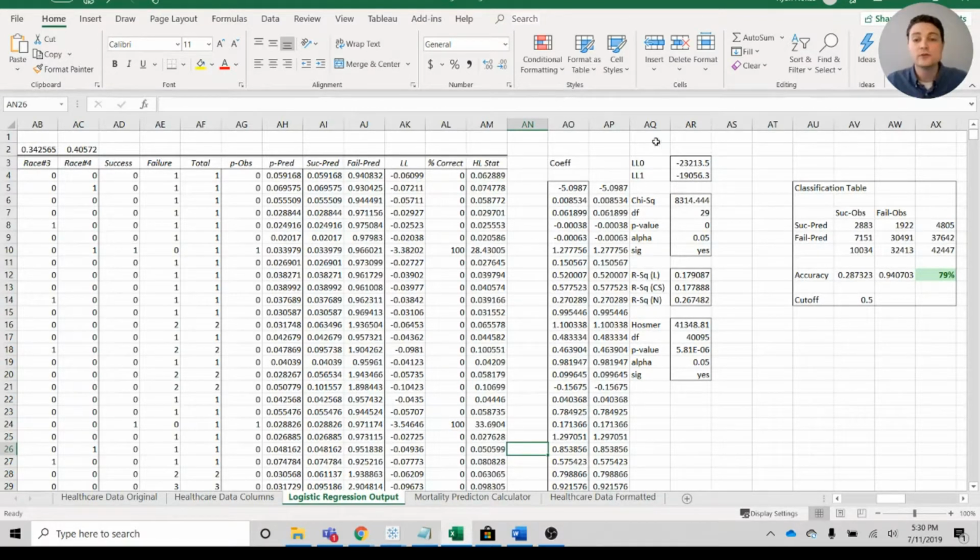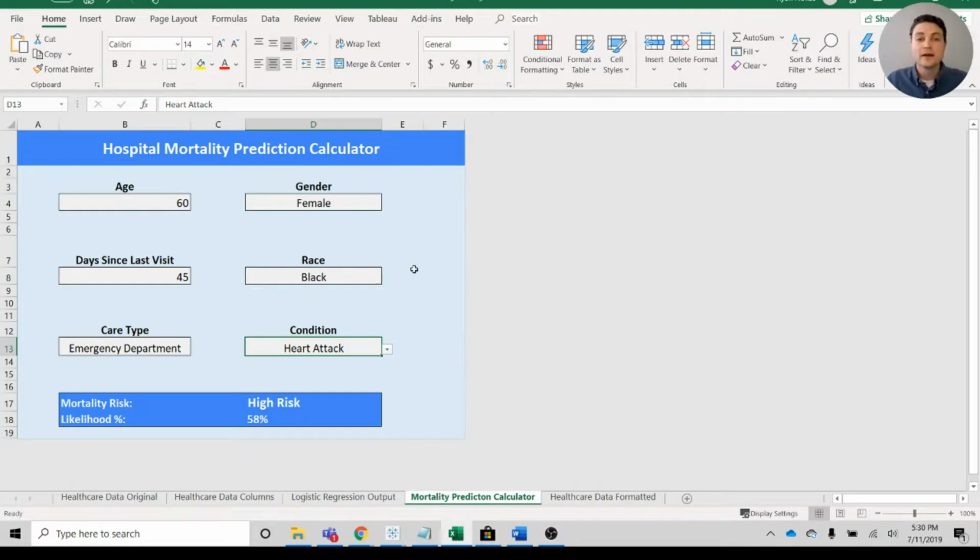Okay, and then you can use the output from this to build a prediction calculator, again in just a few clicks, and this becomes extremely actionable. So let's do one together. Let's say the age here is 75, gender is male, the days since the last visit is 30, race is, let's say, Latino. They came in through emergency and maybe they've got hypertension. Okay, so if those are the conditions, we see this gives us a prediction here. They're at lower risk, it's 49% risk of mortality.